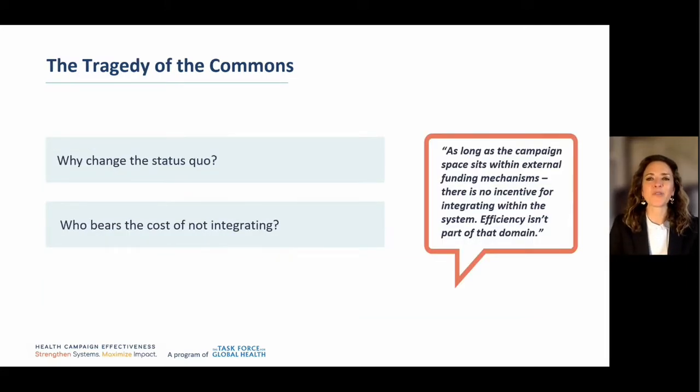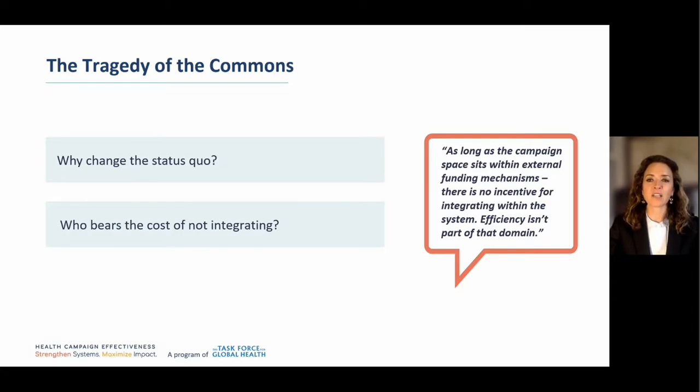The next theme is called the tragedy of the commons, where there really is no incentive to change the status quo. Any benefits of campaign integration would accrue broadly. So this means they would be shared across the system, and it's not obvious to a minister of health or finance to whom any cost savings would accrue. And who bears the cost of not integrating? There are no immediate negative consequences.